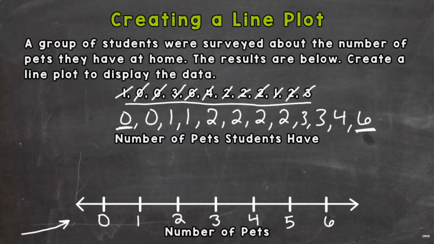So it's very important to think about your number line and what you need to include when you're setting up your line plot. So again, we started with 0 because that was the smallest number in value that we have, and we ended with 6 because that was the largest number in value.